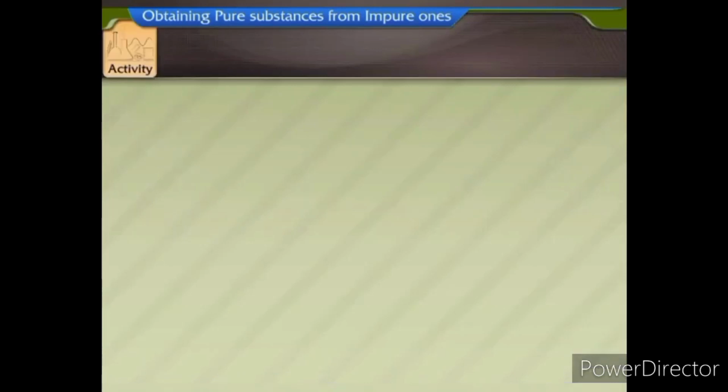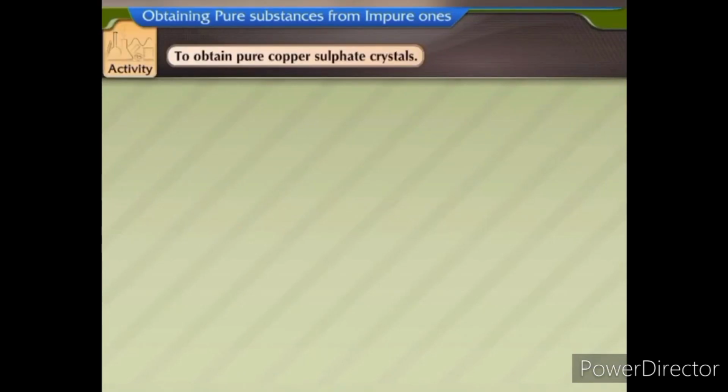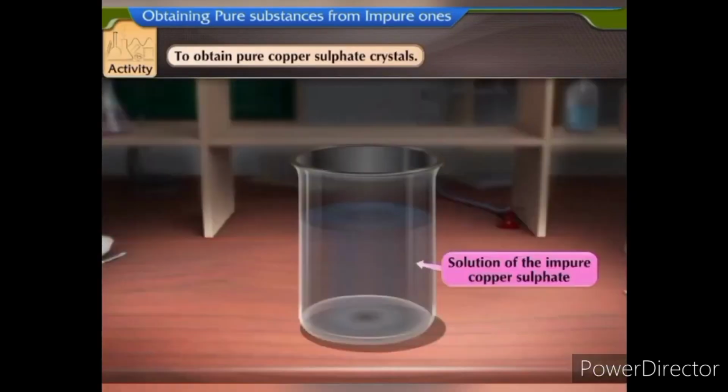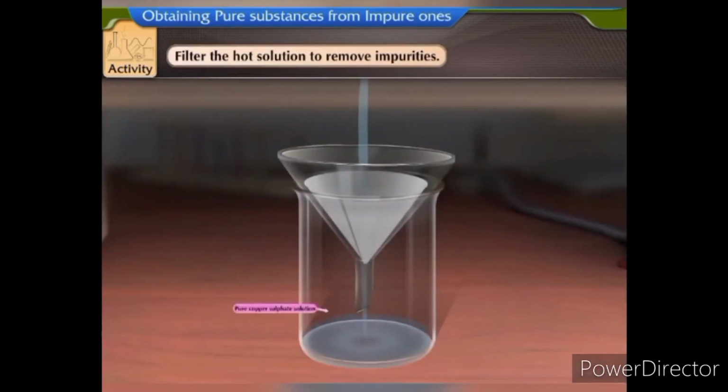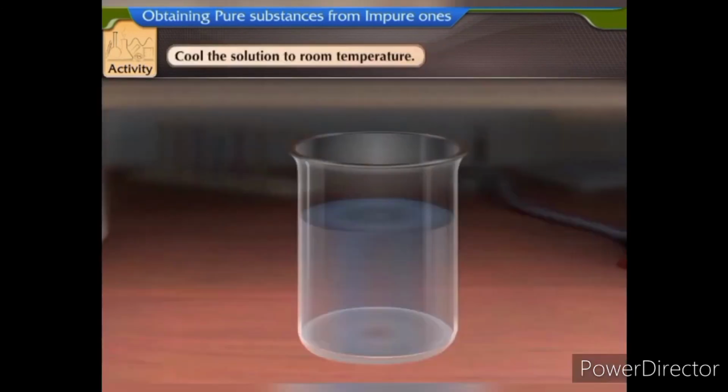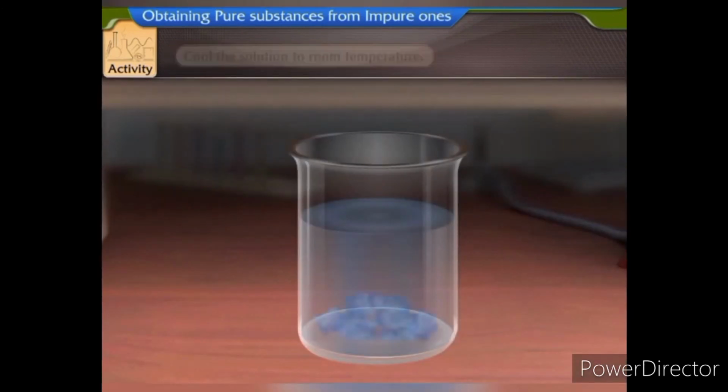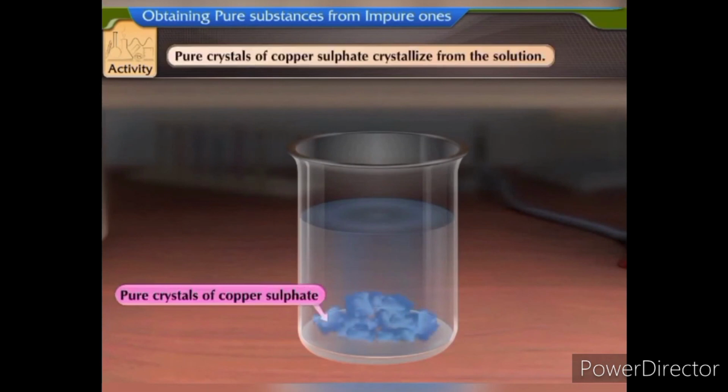Let us perform an activity to obtain pure copper sulfate crystals. Take solution of the impure copper sulfate and evaporate it till it becomes saturated. Filter the hot solution to remove impurities. Cool the solution to room temperature. Pure crystals of copper sulfate crystallize from the solution.